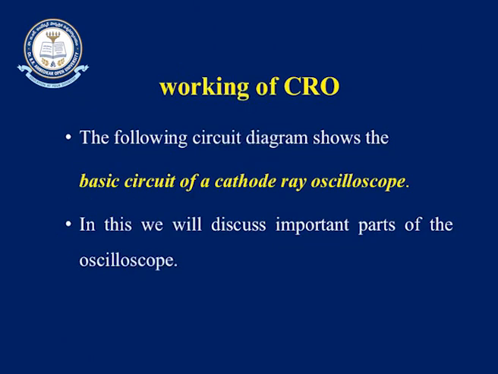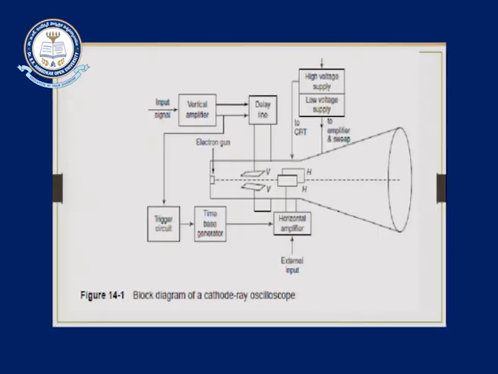Next, the working of the CRO. Following is the basic circuit diagram of the cathode ray oscilloscope, which involves the important parts of the oscilloscope. This is the internal block diagram of the CRO. You have the vertical amplifier, the horizontal amplifier, and an external input. These are the input signals, the delay line, the vertical plates and horizontal plates, the high voltage supply and low voltage supply, and the trigger circuit.